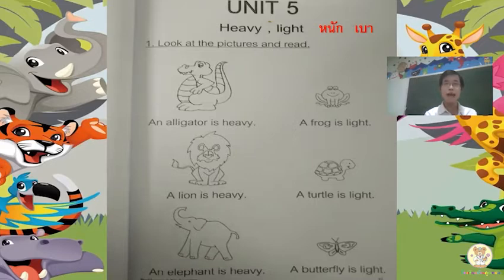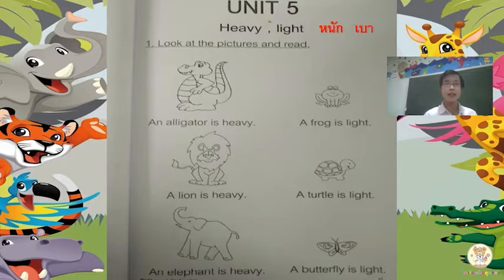So you can compare between an alligator and a frog. You can see that they look very different if we talk about the size and the weight. So they use the word heavy to explain how big an alligator is, while they use the word light to explain how small a frog is.